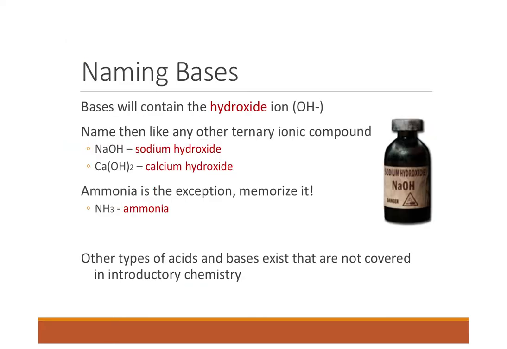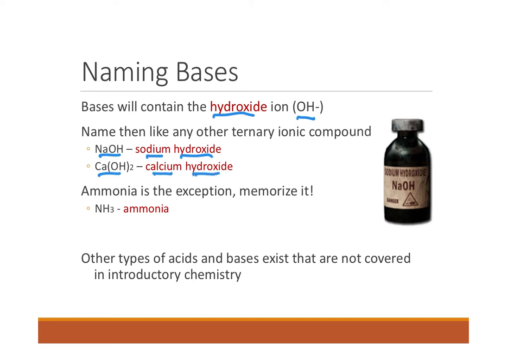The bases that we will be concerned about in this course will all contain the hydroxide ion, which is oxygen and hydrogen and has a charge of -1. And so you name those bases like any other ternary ionic compound, an ionic compound containing a polyatomic ion. So NaOH is sodium hydroxide, or Ca(OH)2 is calcium hydroxide.